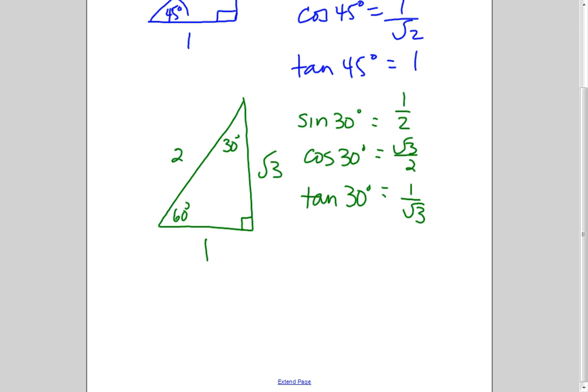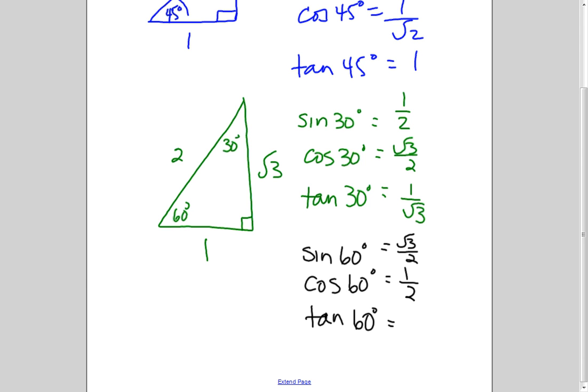60 degrees, coming from the same triangle, so I don't commit them to memory. I just draw the triangle real quick when I'm working with these. But we will ask you to solve problems with exact answers using these special angles. Sine of 60 degrees is opposite over hypotenuse, root 3 over 2. Cos of 60, adjacent over hypotenuse, is a half. And tan of 60, opposite over adjacent, is root 3.